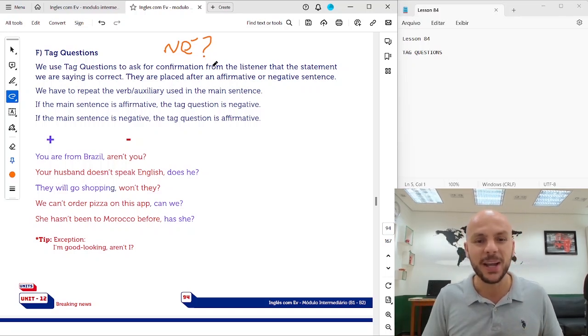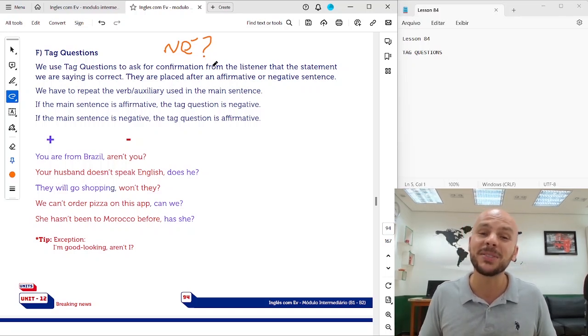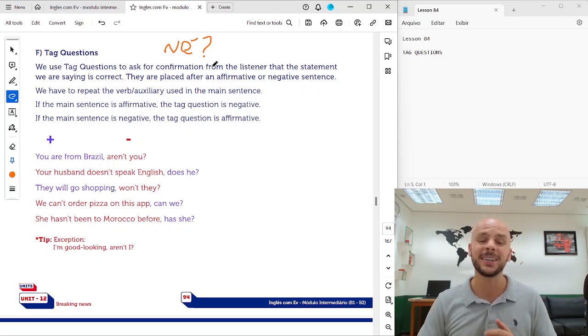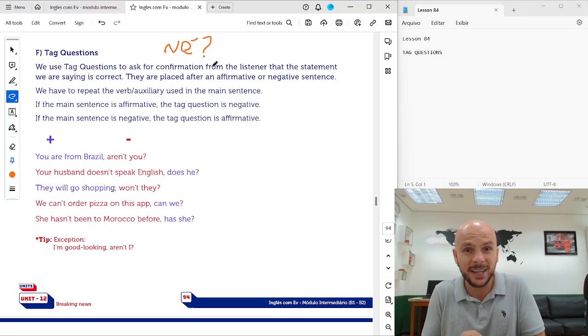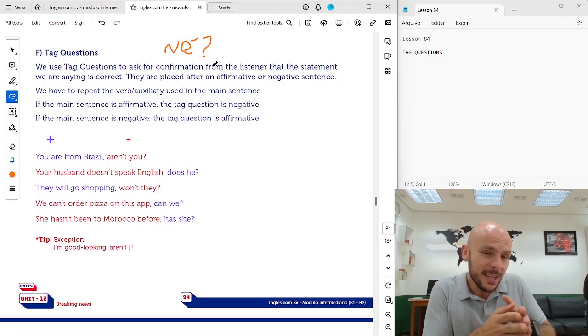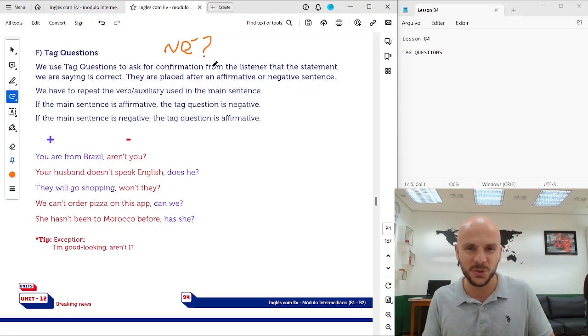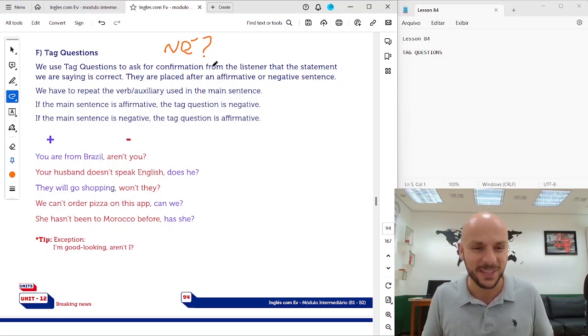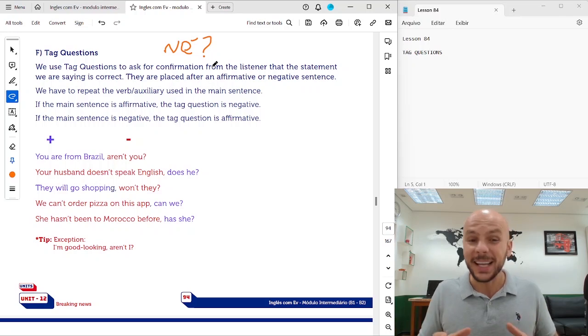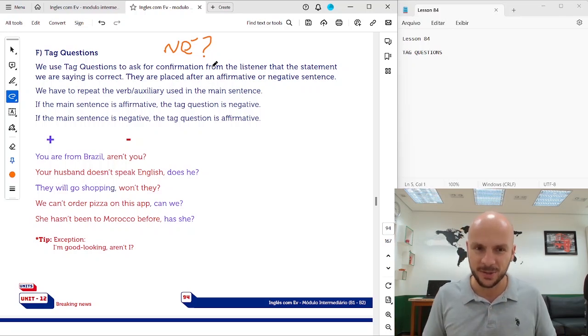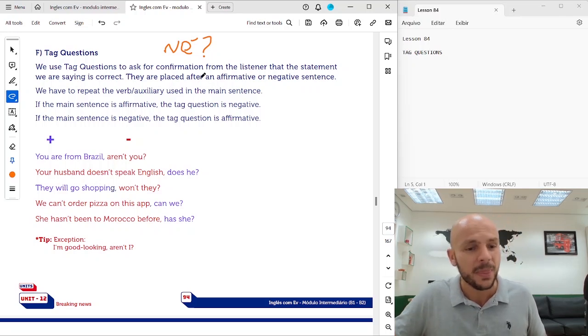But to use tag questions, we need to know a lot about the auxiliaries, which are one of the most important things in English. We have been studying the auxiliaries since the basic module, right? The present simple with do and does, then did, then present perfect, have, has. Yeah, beautiful. So let's see the structure of tag questions, okay? They are extremely used in English, extremely used.